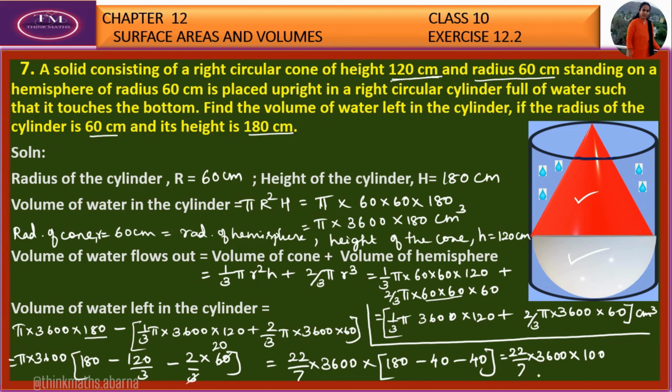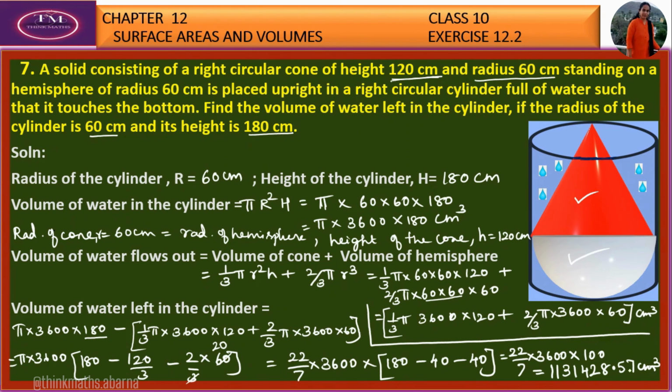So this is the value. If you multiply all these values, you will get 1131428.57 centimeter cube. Okay, children. So if you multiply 22 into 3600 into 100 and divide the value by 7, you will get 1131428.57. So this value is big.